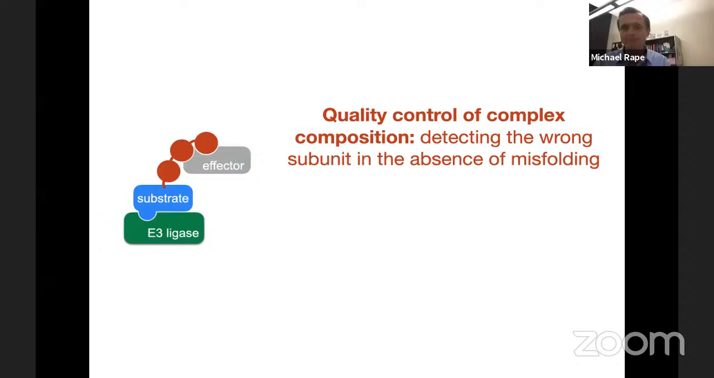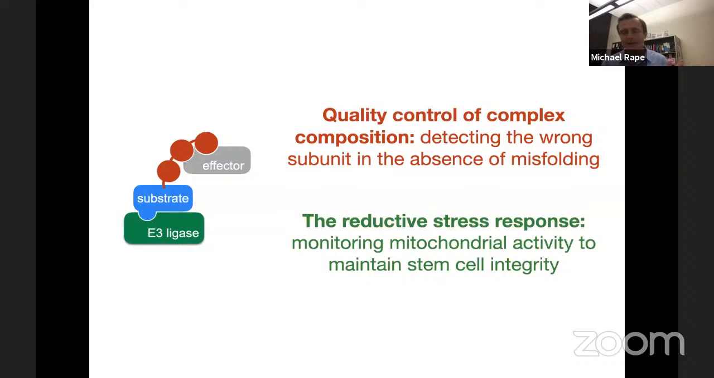The first is a new type of quality control that a student of mine, Elijah Mena, discovered about 2 years ago, and where we now have structural information to understand how it works in atomic detail. That is quality control of complex composition, where the cell can detect that a protein complex has the wrong subunits, even though there is no misfolding or no hydrophobic surface is exposed. There's just somebody at the party who shouldn't be at the party, and the cell can detect this and eliminate this complex.